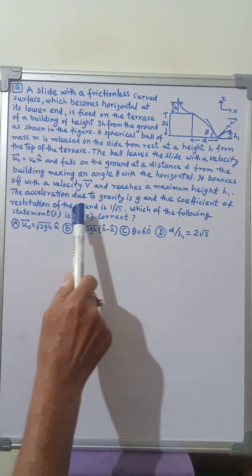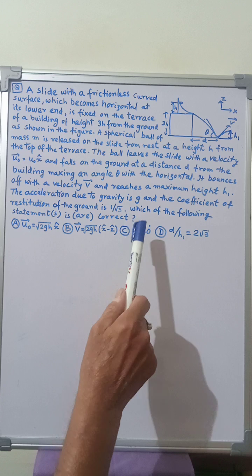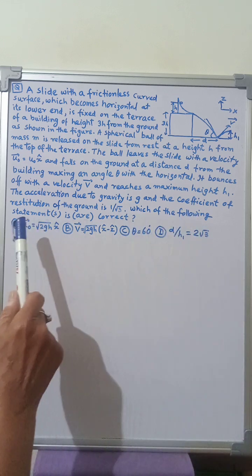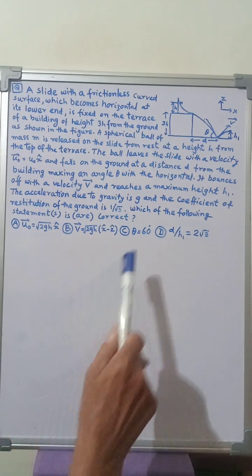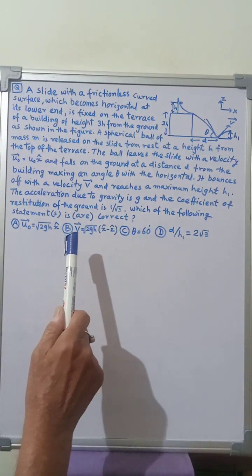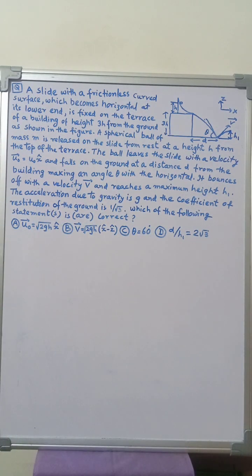The acceleration due to gravity is g and the coefficient of restitution of the ground is 1 by root 3. Which of the following statements are correct? The options are given in the question. We are required to find the correct options. Now for the solution.